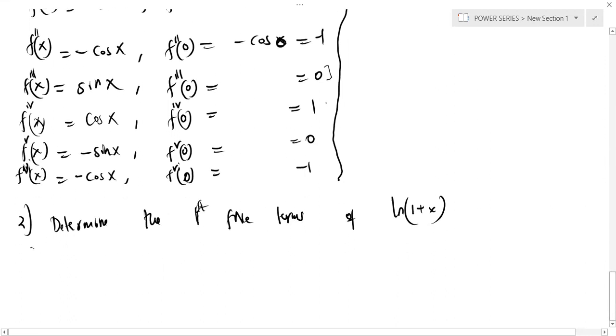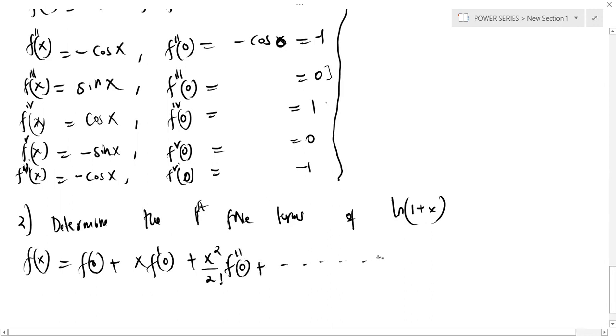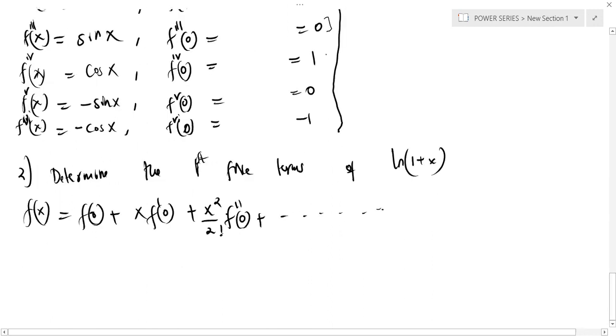Now we already know the Maclaurin series formula is given by f of 0 plus x f prime of 0 plus x squared over 2 factorial f double prime of 0. So we always have to remember this formula because it's going to guide us in evaluating each and every question. Now, in this case, our f of x is ln(1 plus x). So we first start by getting f of 0. If you replace 0 here, you'll have ln 1. And what is ln 1? ln 1 is 0. So our f of 0 is equal to 0.